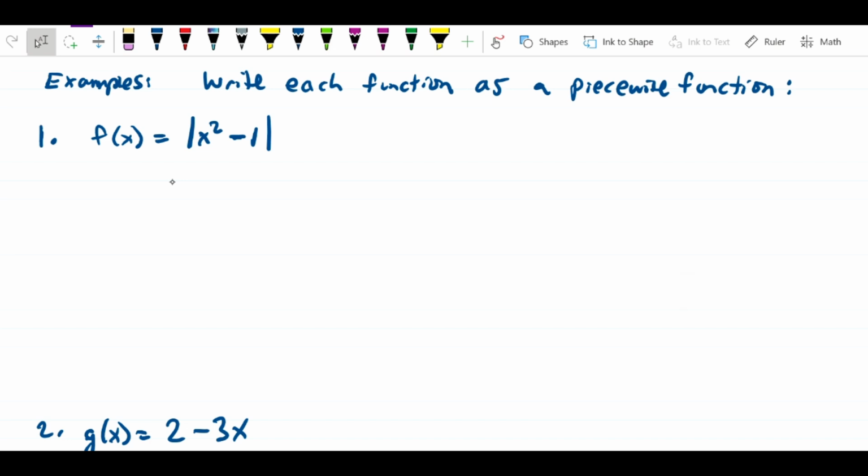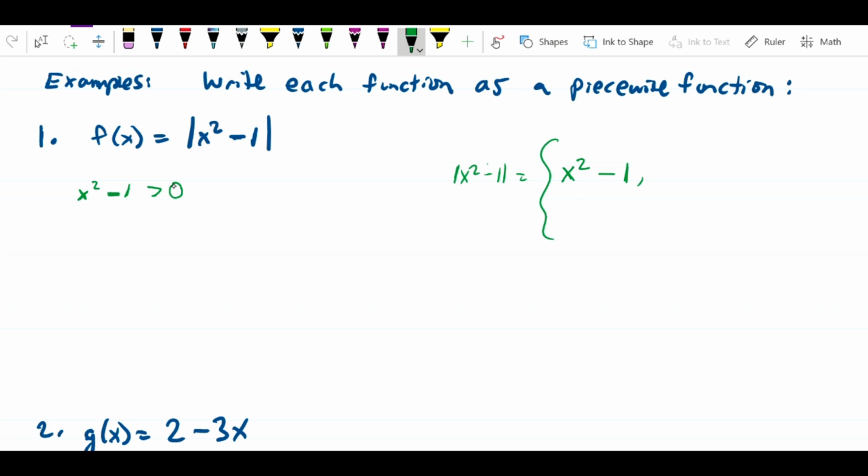What we can do is say that this is going to equal various different things depending on whether x squared minus 1 is greater than 0 or less than 0. So it will be x squared minus 1 for all values of x for which x squared minus 1 is greater than 0. So we need to actually solve that. Say x squared minus 1 is greater than 0.